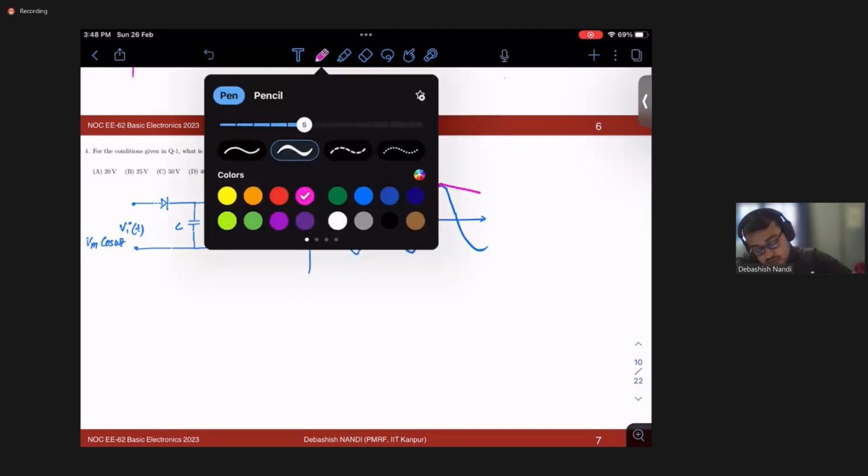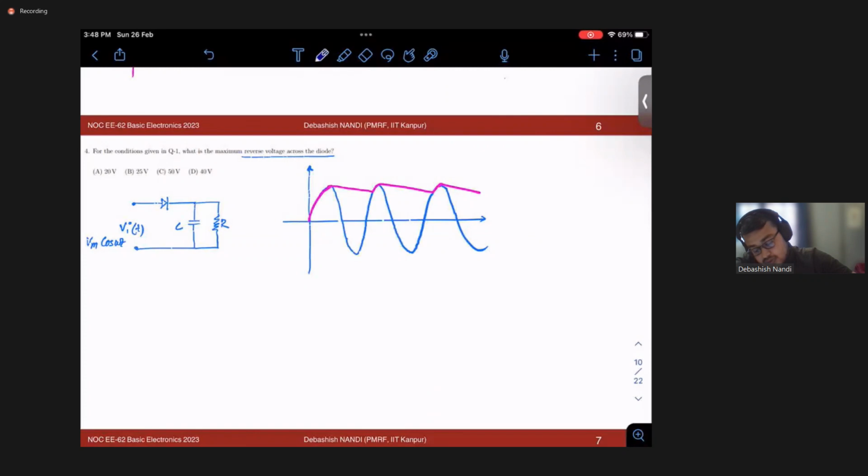Also let me just tell you what is the voltage if I just consider this rectifier, right? You should always remember this point also.